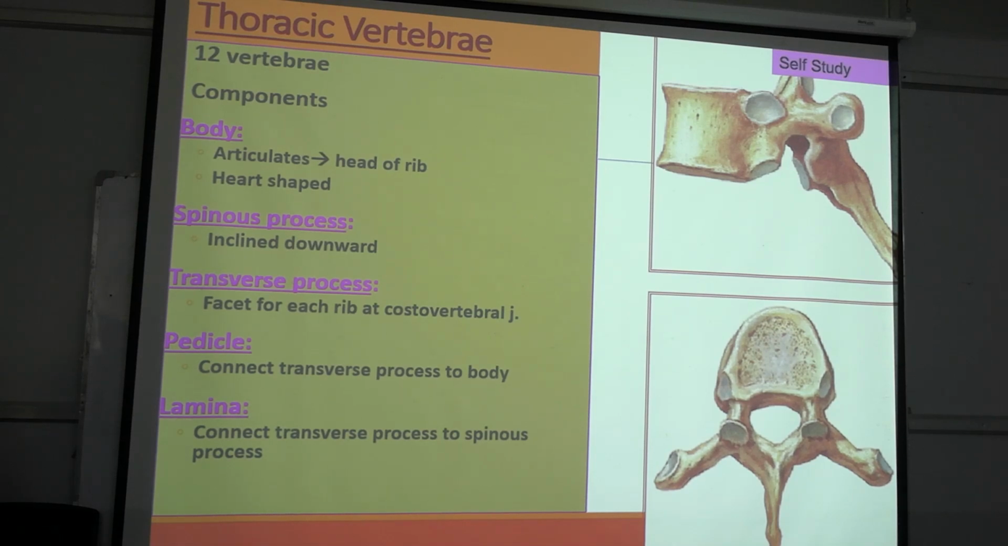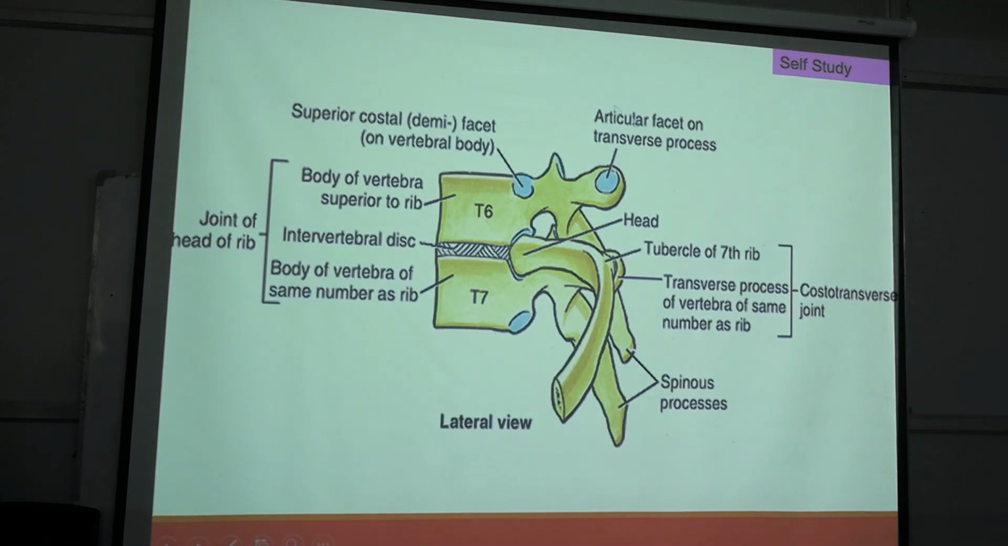Each facet makes a joint at this region, which we call costo-vertebral joints. These are synovial joints, capable of making movement whenever you are breathing in and breathing out. That's why movement of the rib cage is possible for us. So this is what we are seeing here, stacked one after another, T6 and T7.